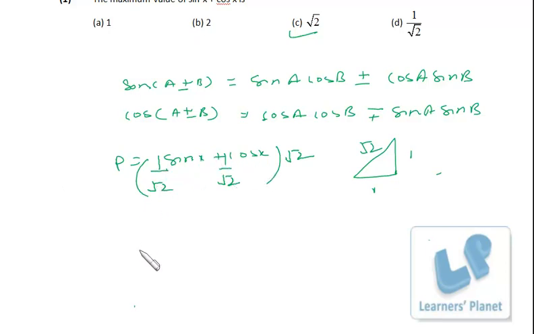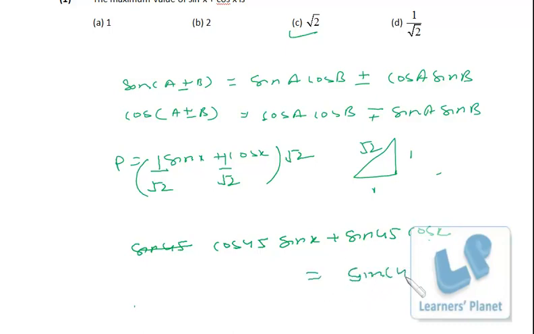Now 1 upon root 2 is nothing but sin 45, or I can say cos 45. So whatever you wish, you can write cos 45 sin x plus 1 by root 2, I'll write sin 45 over here, cos x. So I get this expression as sin of a plus b, right? Cos 45 sin x plus sin 45 cos x. That is nothing but sin 45 plus x, right?